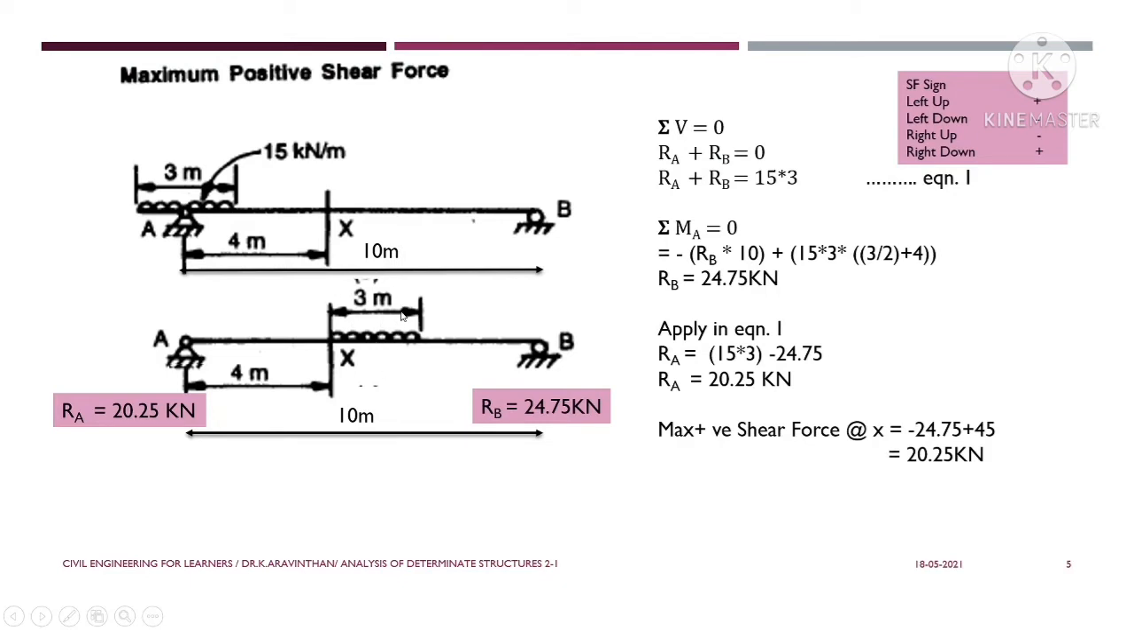Now right side downward, this UDL is acting downward, which is having an intensity of 45. 15 into 3 is 45. That is right down will be positive. I have written positive of 45. If I add this, I will be getting plus 20.25. So that is the maximum positive shear force. Your value you have got.